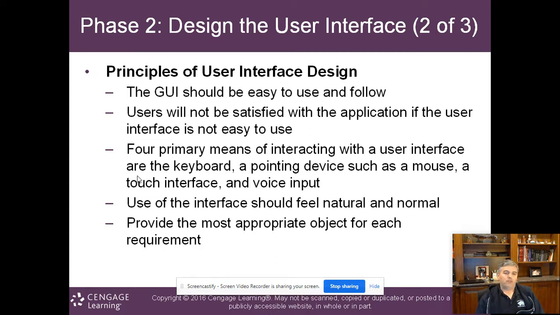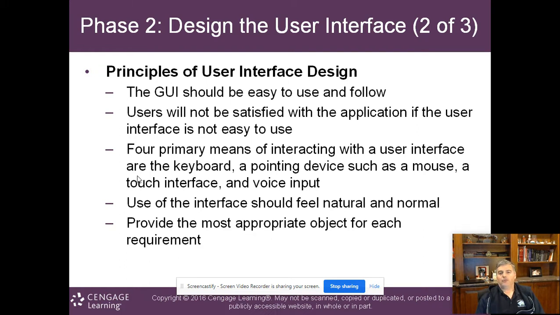Four primary means of interacting with the user interface are keyboard, pointing device (a mouse), touch interface, and voice input. Voice input's big now. Everyone has an Alexa or a Google device. So those are big. We're not going to have any of that functionality. Although Windows has Cortana, so it would be cool to see if we can get our Windows applications working with Cortana. Although I don't think anyone uses Cortana.